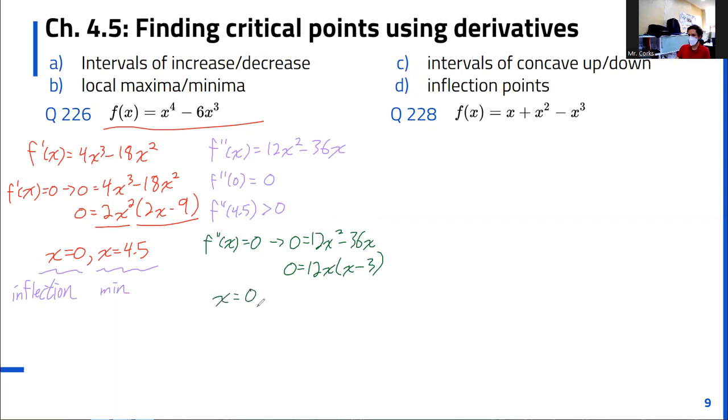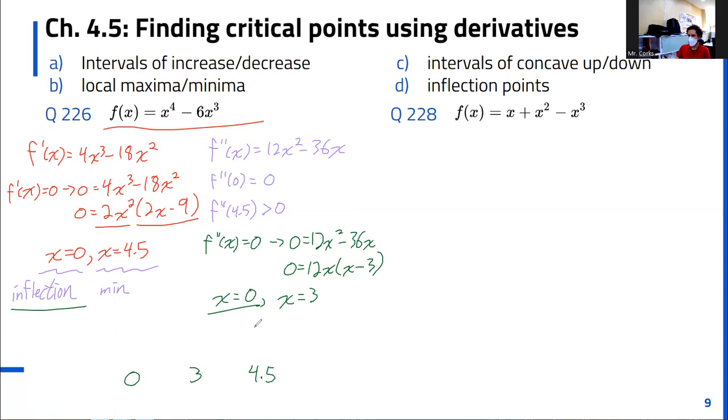Okay, so x equals 0 is one of the zeros here, and we already found that just kind of by chance with our first derivative. So, okay, good thing that we found that again. It is an inflection point. And we have another one, which turns out to be x equals 3. So at 0, we have some kind of inflection point. At 3, we have some kind of inflection point, and at 4.5, we have a minimum.